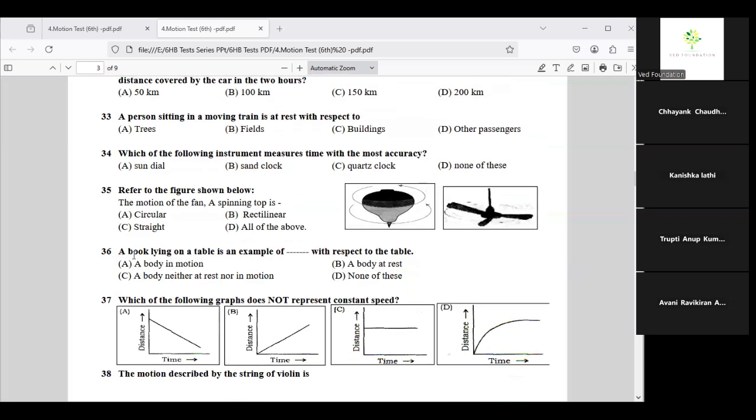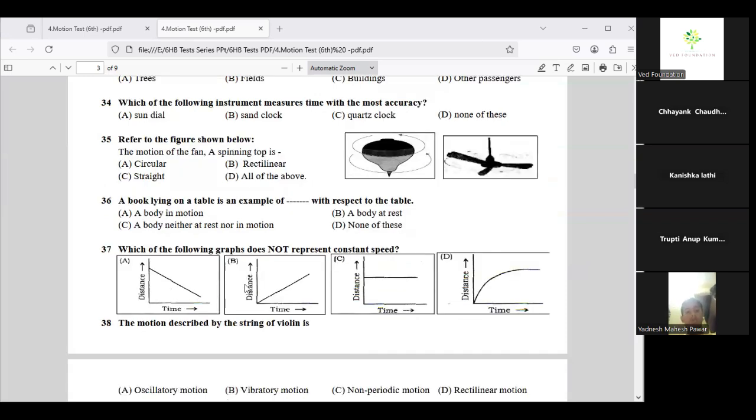36. A book lying on a table is an example of dash with respect to the table. Options are A, a body in motion, B, a body at rest, C, a body neither at rest nor in motion, and D, none of this. A book lying on a table is in state of rest. B option correct.